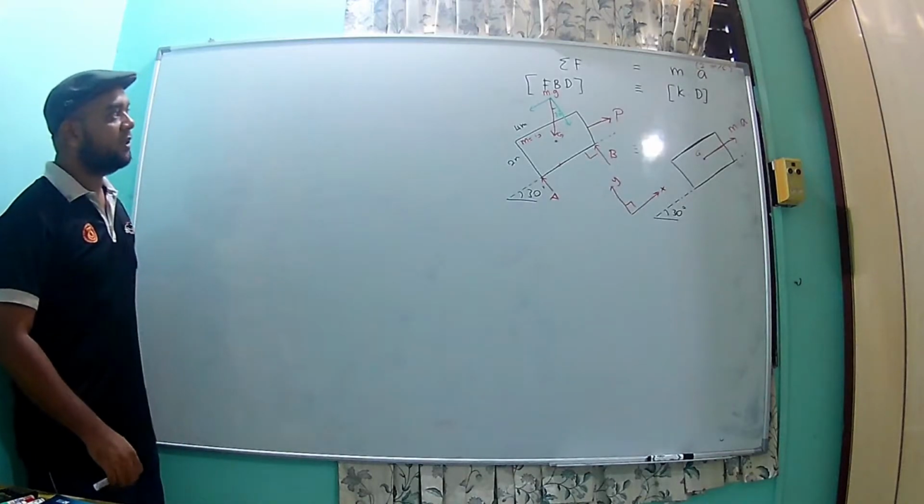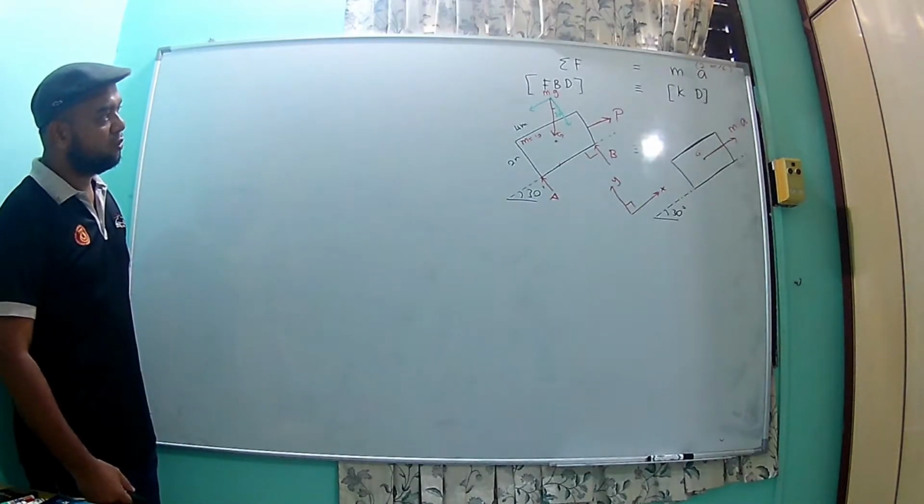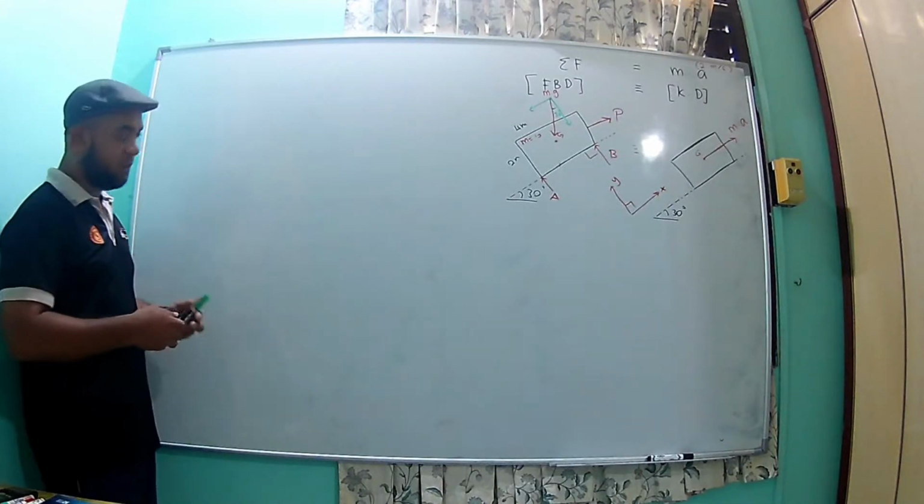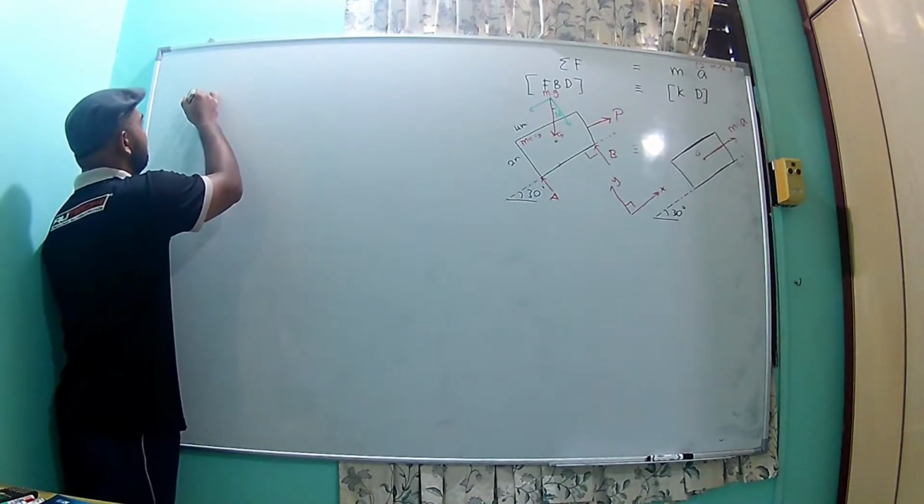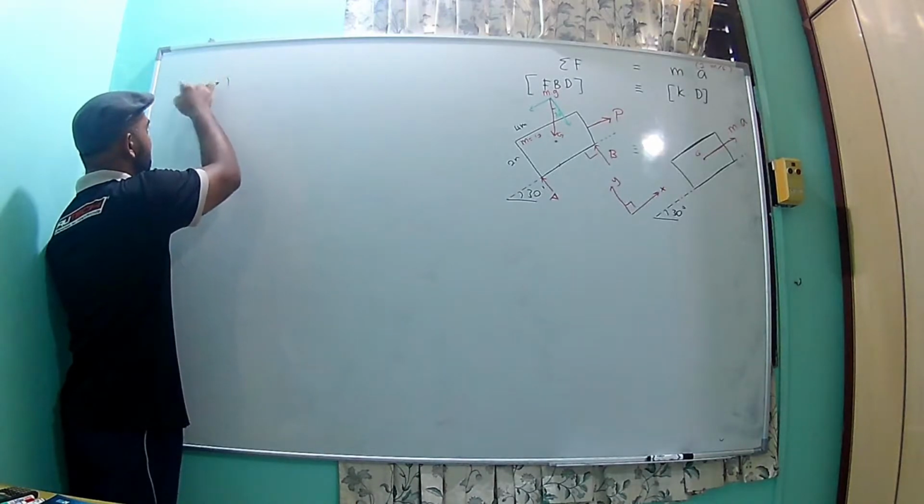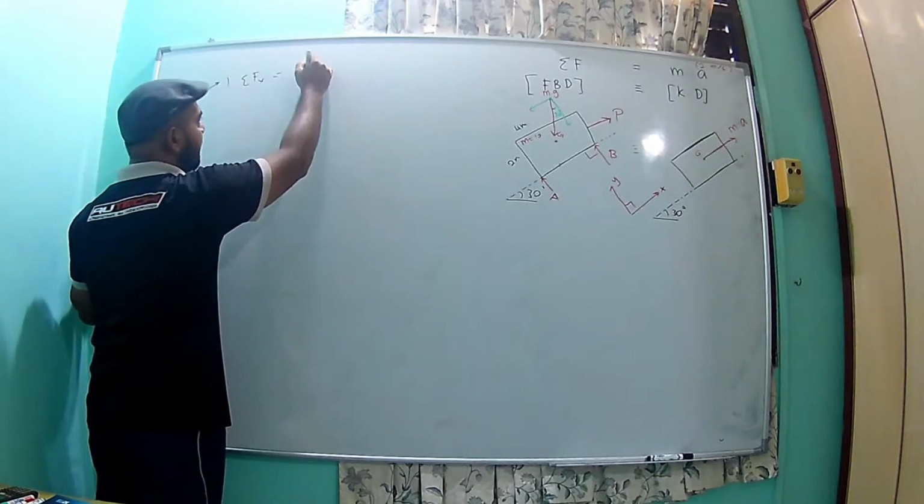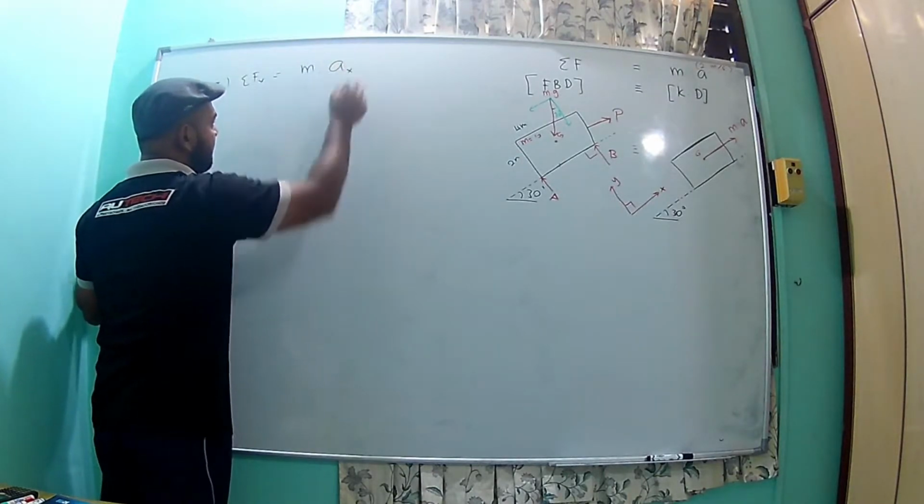Okay, so I will start the equation, maybe go to sigma Fx, and then I will go to sigma Fy, and then the last one, sigma moment. So let's say I'll take this direction as positive. Sigma Fx equals m a in x direction.